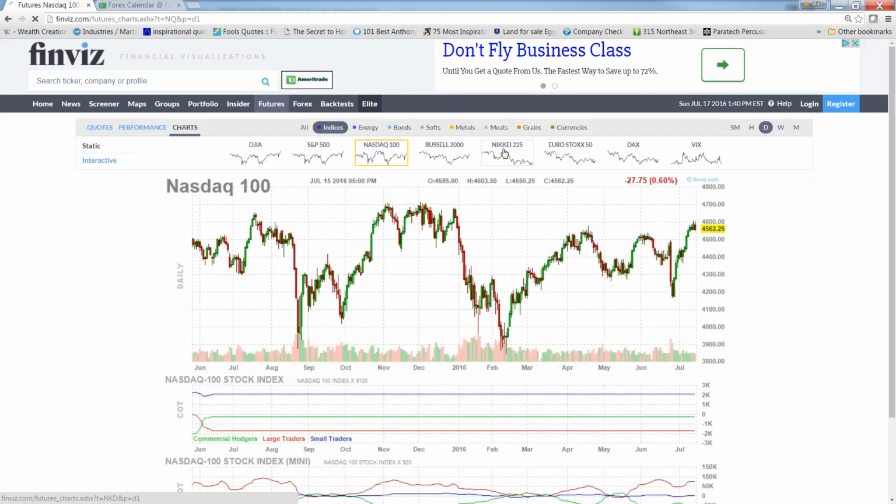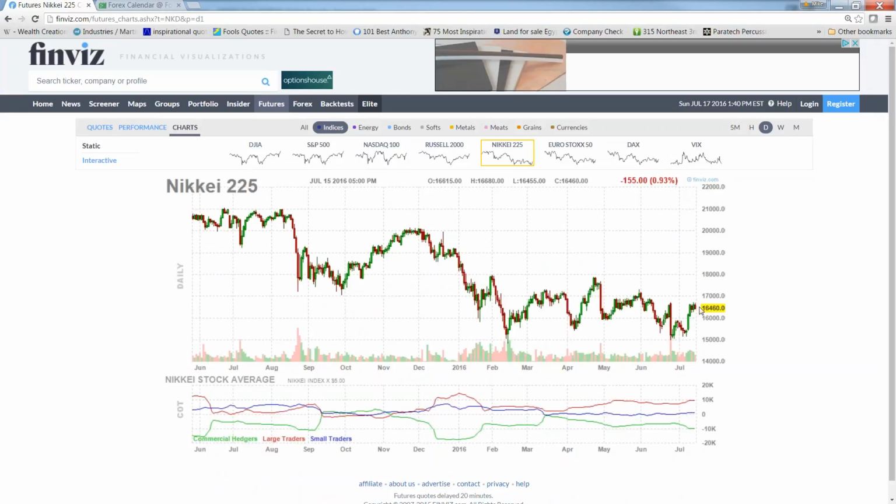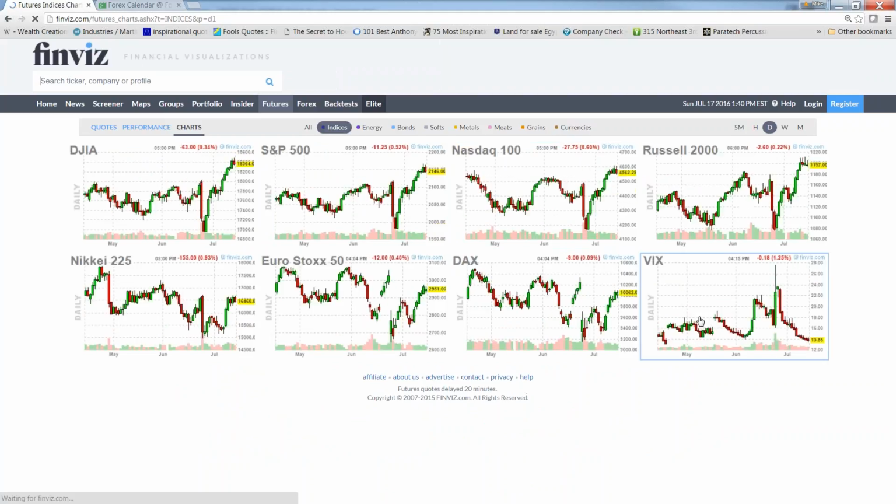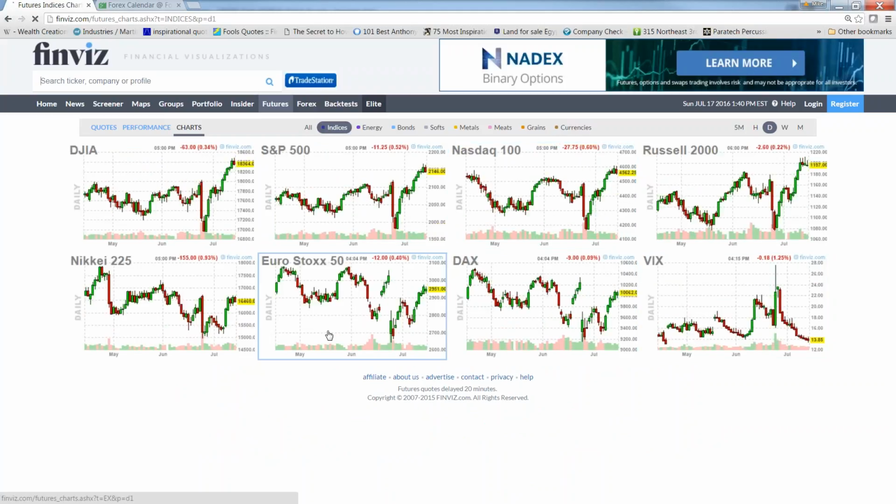The same with the Nikkei. The Nikkei goes in the opposite direction of the yen. So the yen was down last week. The Nikkei was up last week.